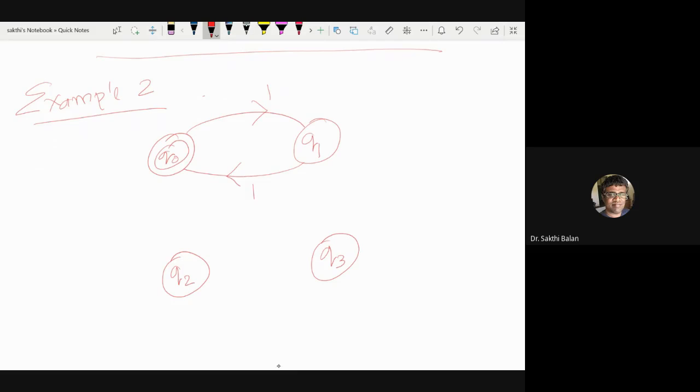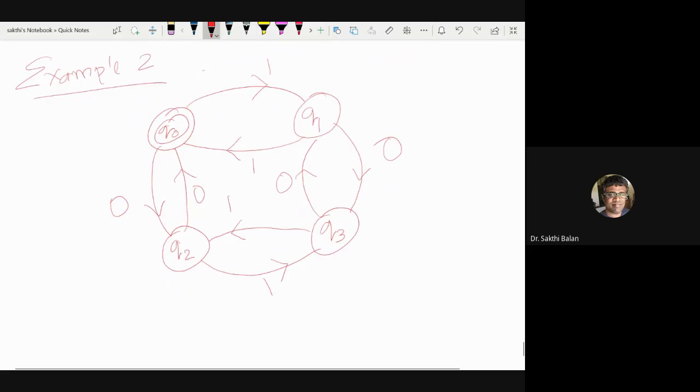And Q0, on reading a 1, it goes to Q1, and from Q1, on reading a 1, it goes back to Q0. Q1, if it reads a 0, it goes to Q3, and Q3, on reading a 0, it goes back to Q1, and Q3, if it reads a 1, it goes to Q2, and Q2, if it reads a 1, it goes to Q3, and Q0, if it reads a 0, it goes to Q2, and Q2, if it reads a 0, it goes to Q0. Okay, so this is your automata now.